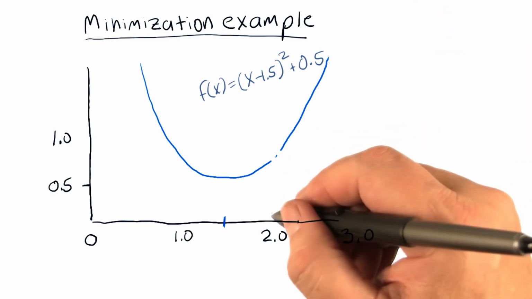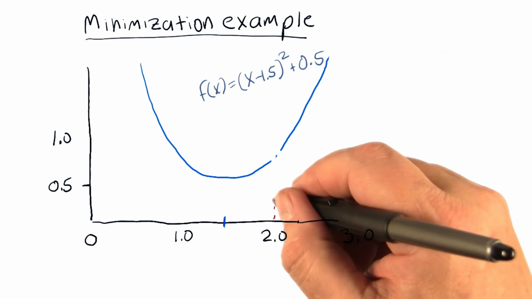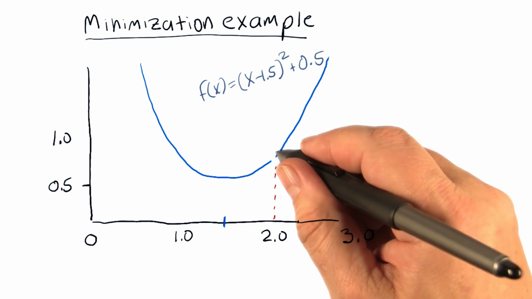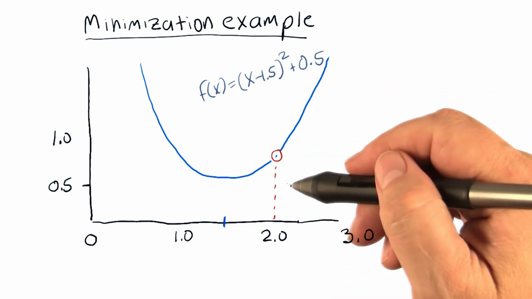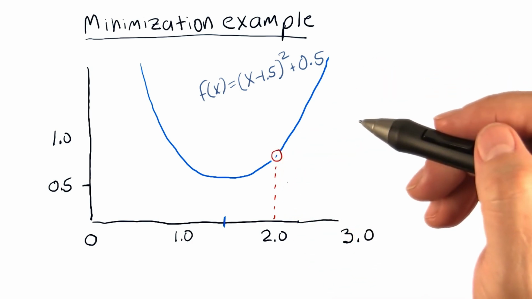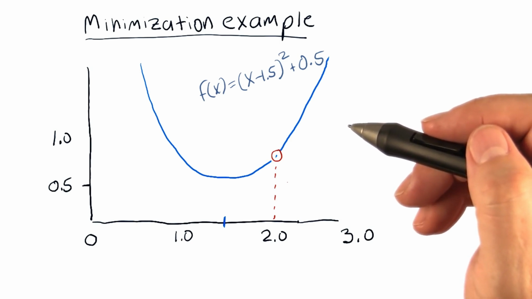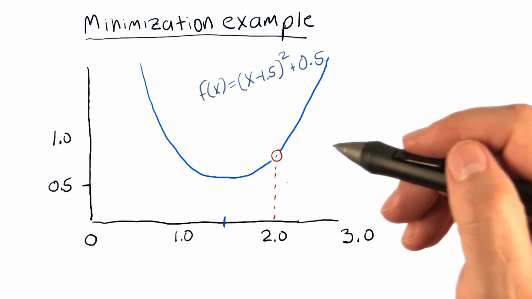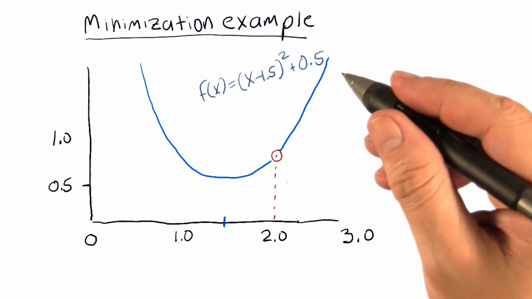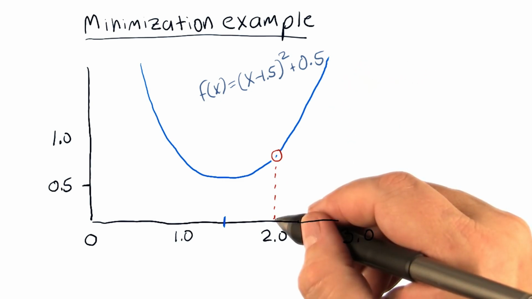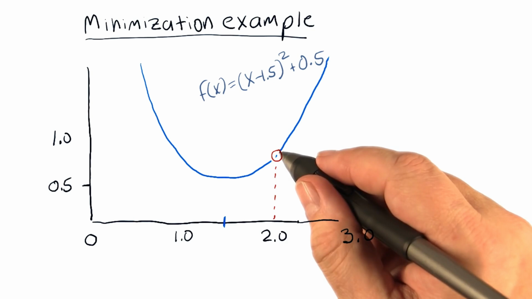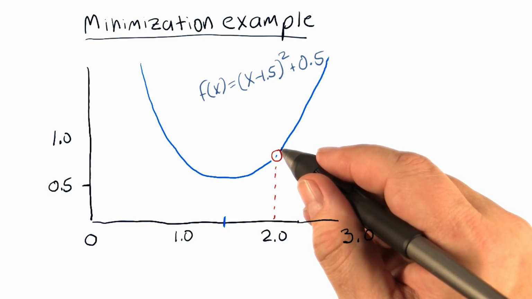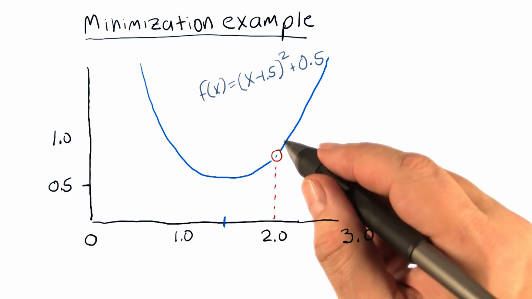So let's suppose we tell it, hey, minimizer, why don't you start with a guess of 2.0 and see if you can figure out from there what it is. So the minimizer says, okay, I'll give it a go. And here's what it does. First thing it does is it checks the value at 2.0. It turns out that that's about 0.75.